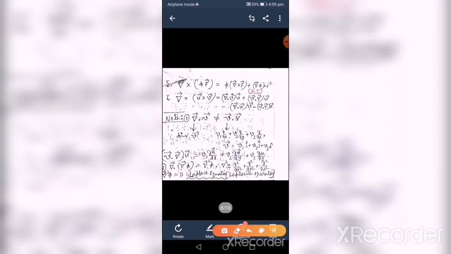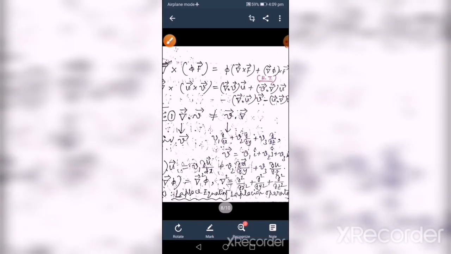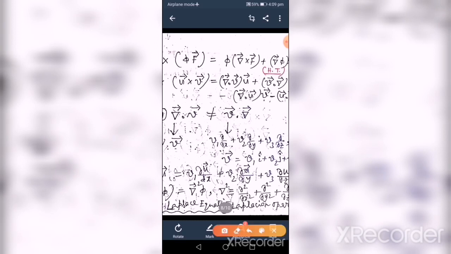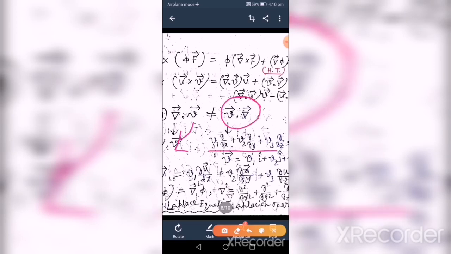Now two things to be noted here. In the right hand side of 6, it is clearly seen that del dot v and here v dot del, these two things are completely different. As you know, del dot v denotes divergence of v, and v dot del is nothing but v1 del/del x plus v2 del/del y plus v3 del/del z, where v is v1 i plus v2 j plus v3 k.